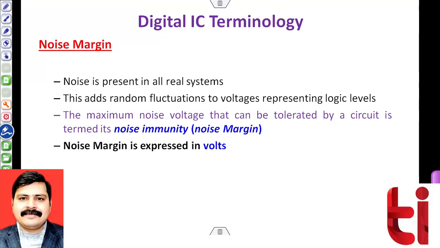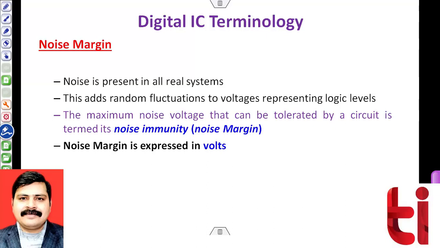Now, the next important parameter is the noise margin. As you know, in any real system, noise is always there. So in digital IC terminology, what is the role of this noise? It can add some random fluctuations to the voltage levels that we have just discussed.